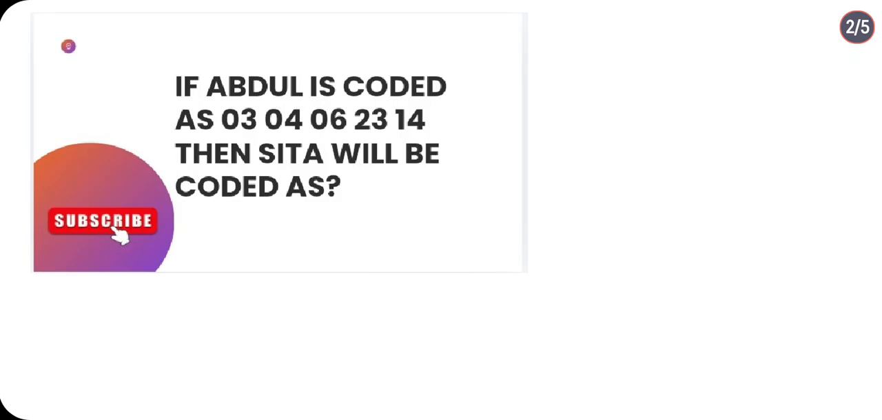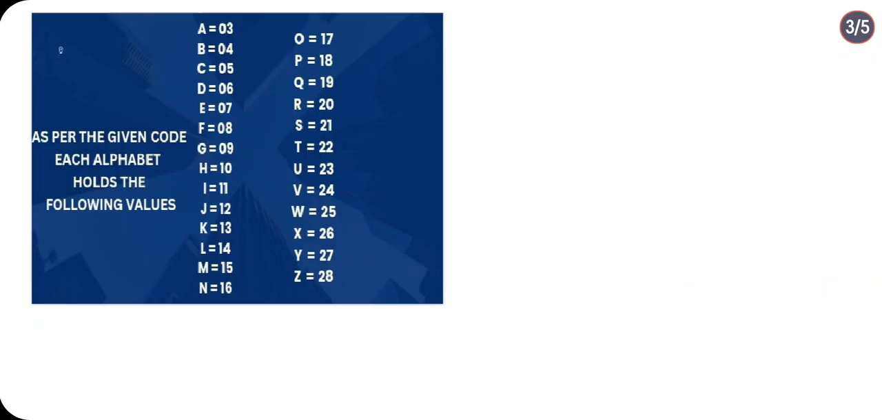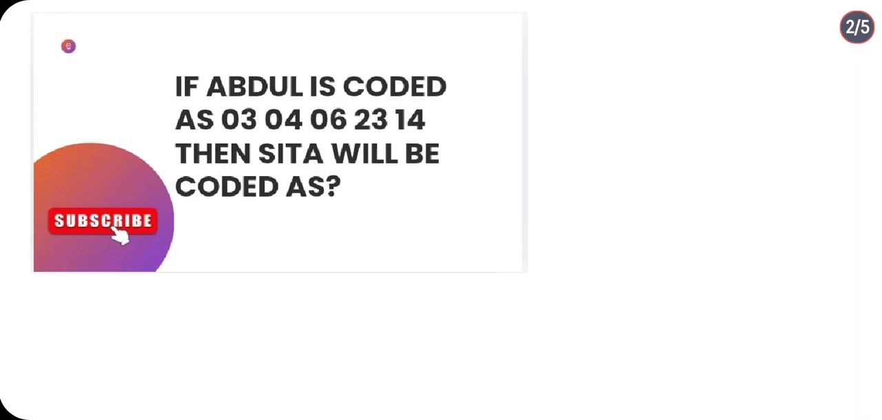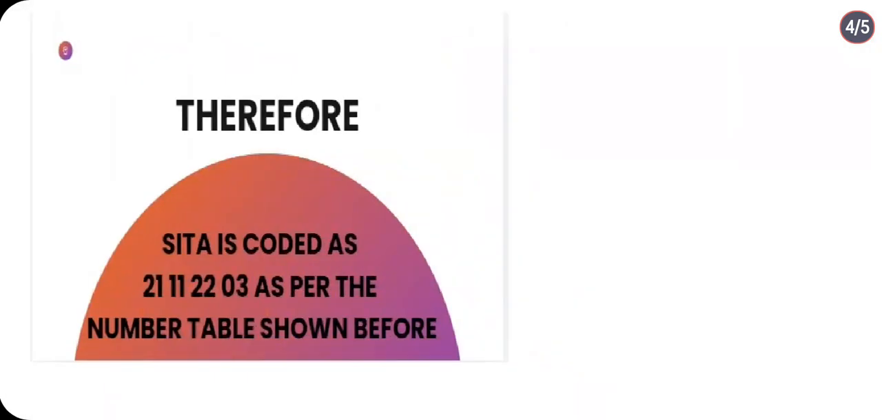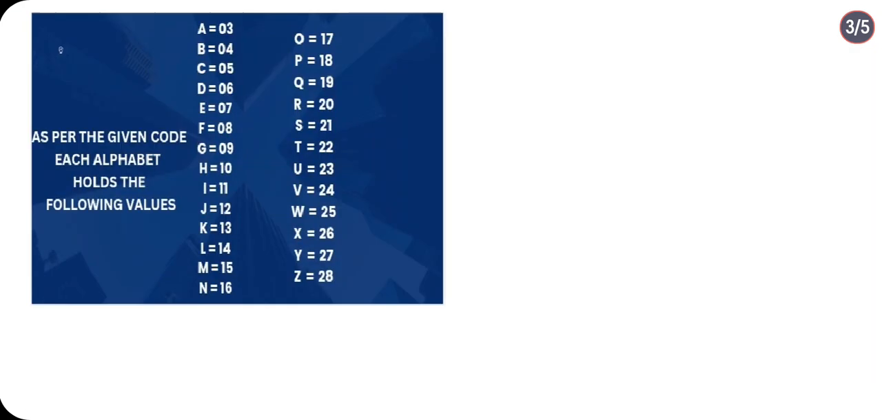So Abdul, A is your starting letter. It doesn't mean that it should be 1, right? As per your given question, the code value changes. With respect to the code value, the question that has been asked, the word Sita is your question, right? What is the code for Sita? So that changes with respect to this code table, right? So Sita is coded as 21, 11, 22, 03 as per the number table shown before.